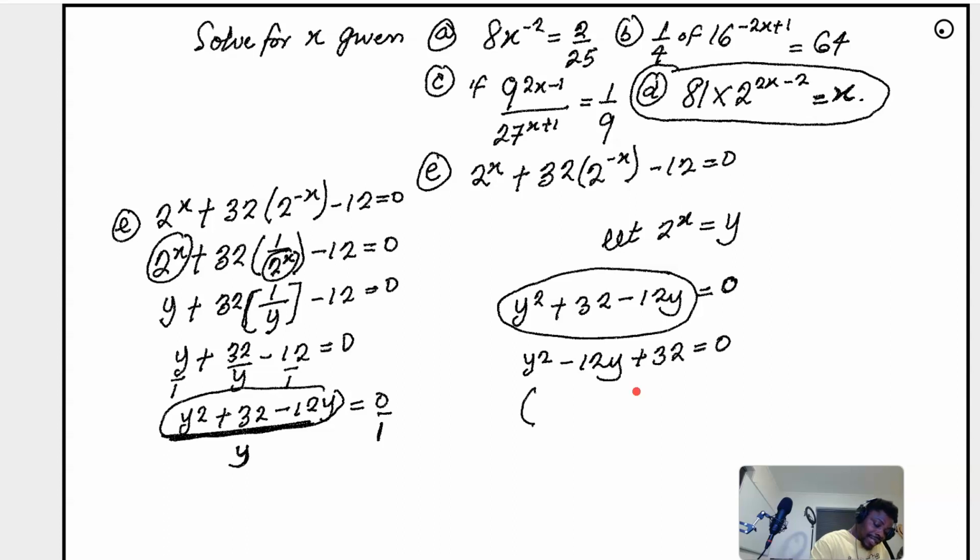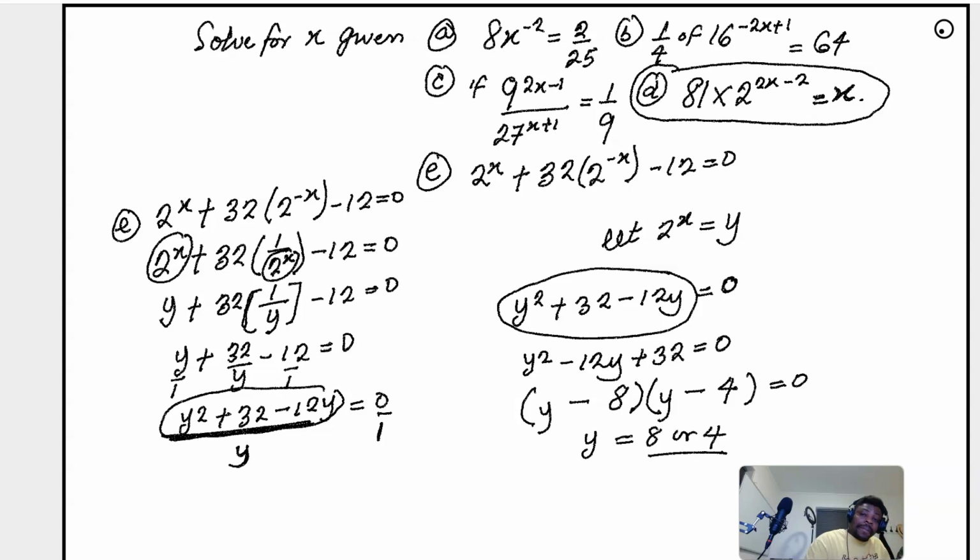So this is quadratic equation. Okay? For those of you that don't know quadratic equation, you check my video on quadratic equation. Do not be disappointed here. Okay? Just follow through. So this is y, 8, 4, minus. So y is equal to 8 or 4. But remember, we are not looking for y. We are looking for x.